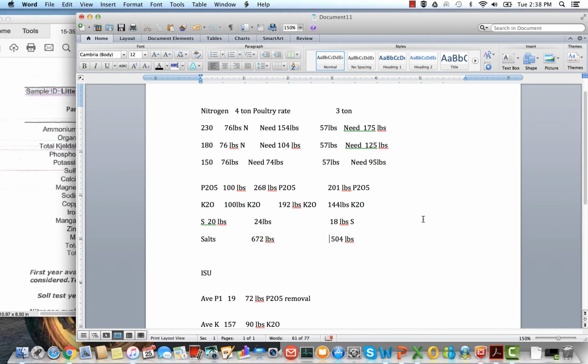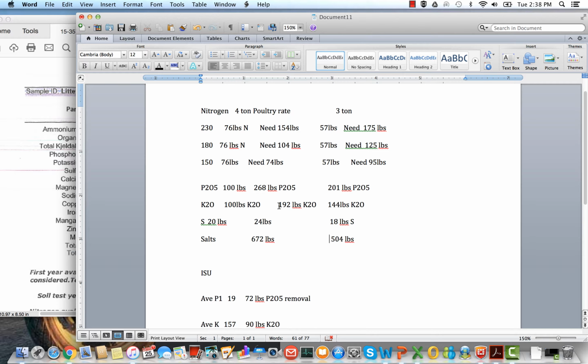Now, if we went with that Iowa State rec on the P and the K, then frankly, I'd say the 3-ton rate would be a little bit better. To just not overpower things with phosphorus. If your recommendation was for 70 pounds instead of 100, then the 200 pounds here would really be almost 3 years worth of spread, but the 144 still wouldn't quite be a 2-year spread.